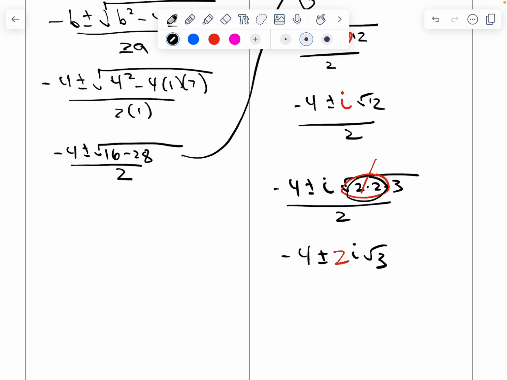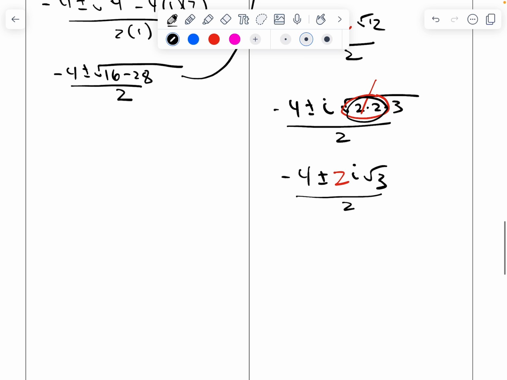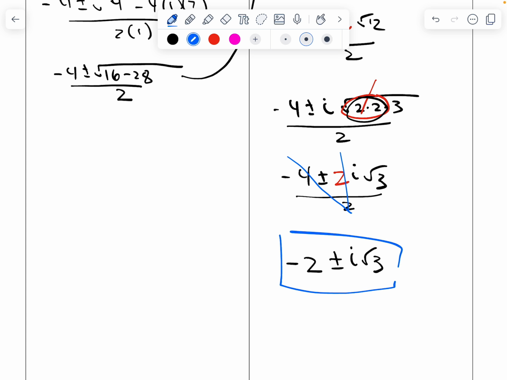Again, 2 things under a square root, one of them comes out, all over 2. But we can simplify that even more, and that's going to simplify to -2 plus or minus i square roots of 3. We're dividing a 2 out of both of those terms on the top. So this is how you factor it.